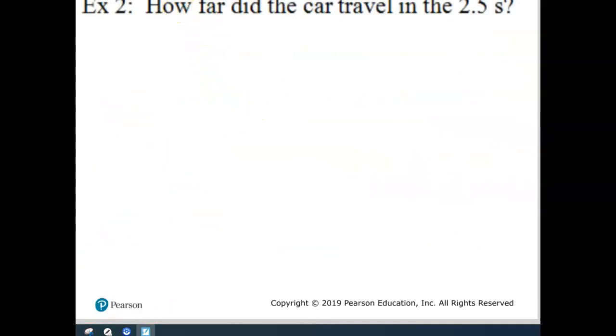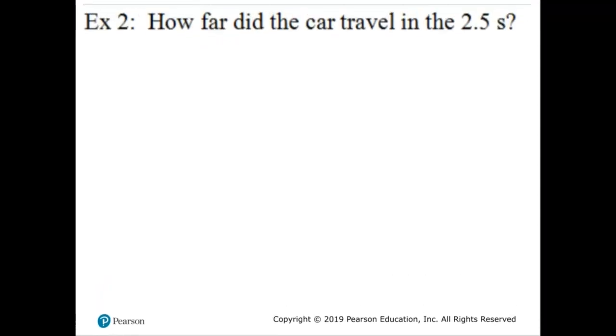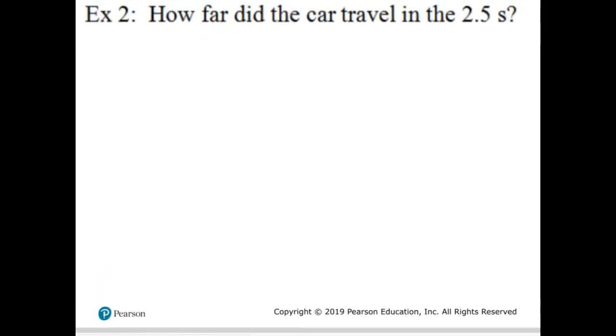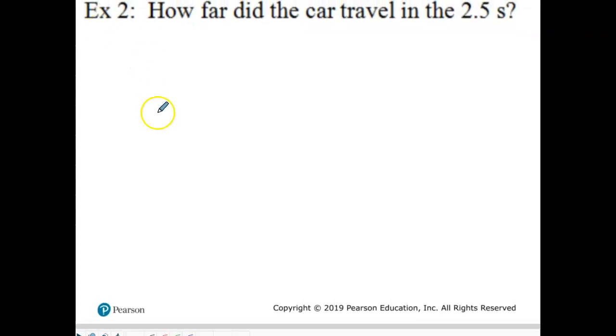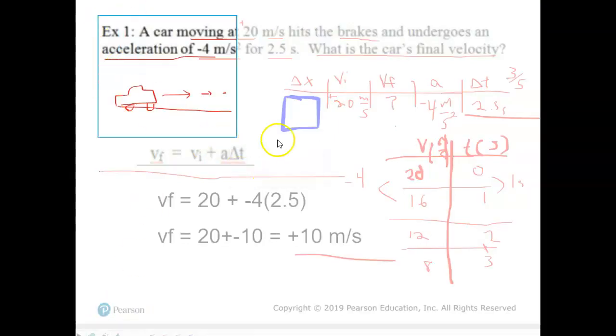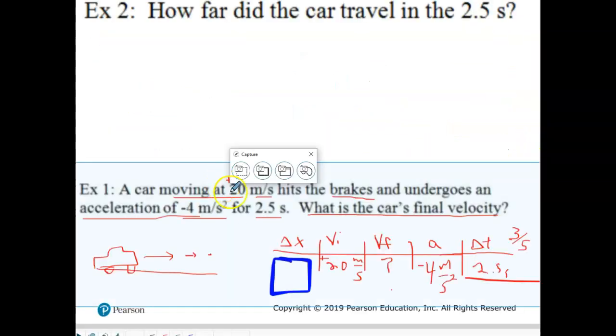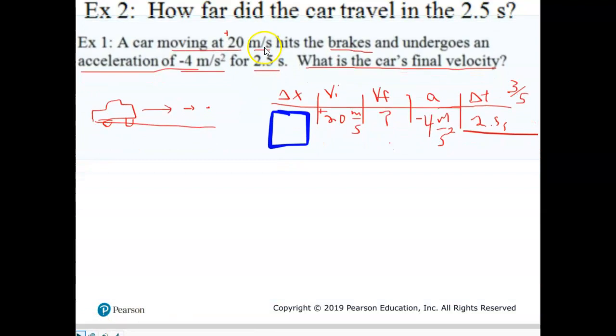In this one here, the next one, it says, how far did the car travel? So we're going to kind of do the same thing. So we're going to use this picture again. I'm going to grab all the stuff that I had, my information here, and I'm going to send it to this page. And I'm going to try to move it up. There we go. So nothing changed there.